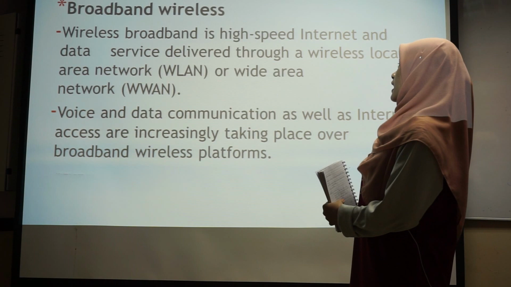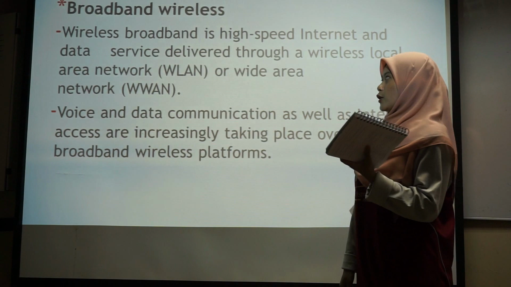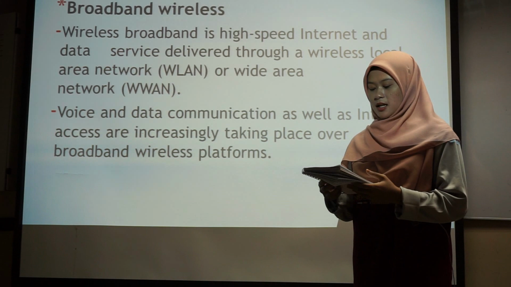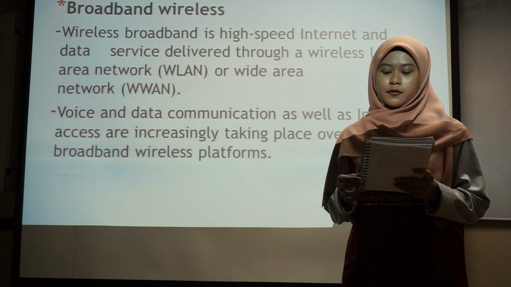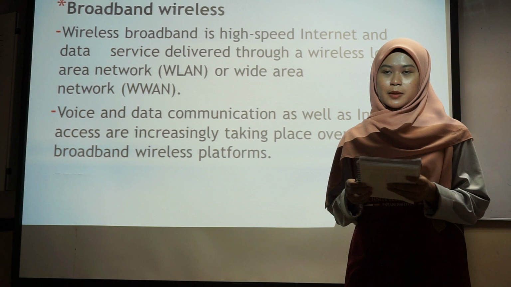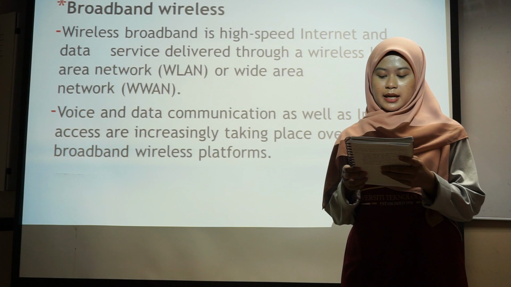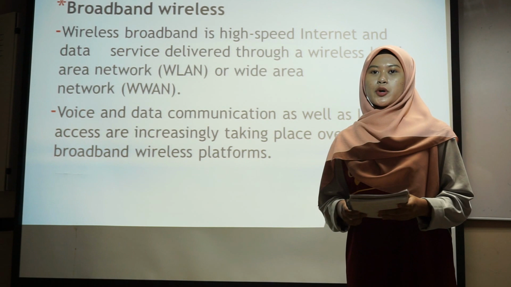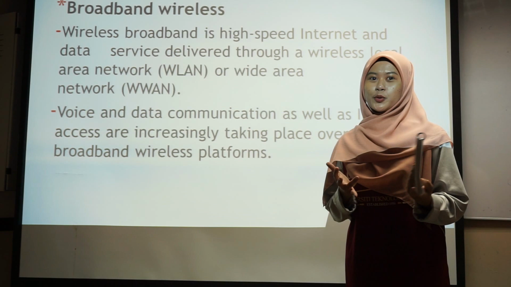Broadband wireless is a high-speed internet and data service delivered through a wireless local area network or wide area network. Broadband wireless can be fixed or mobile broadband wireless. Fixed broadband is always used within homes, offices and colleges, and it also can be accessed in public, such as in restaurants, coffee shops, airports, and hotels. For example, Wi-Fi, such as 3Mix or Unify. And mobile broadband is the one that connects through our phone. For example, Celcom, Maxis, U-Mobile, you can access internet from your phone.